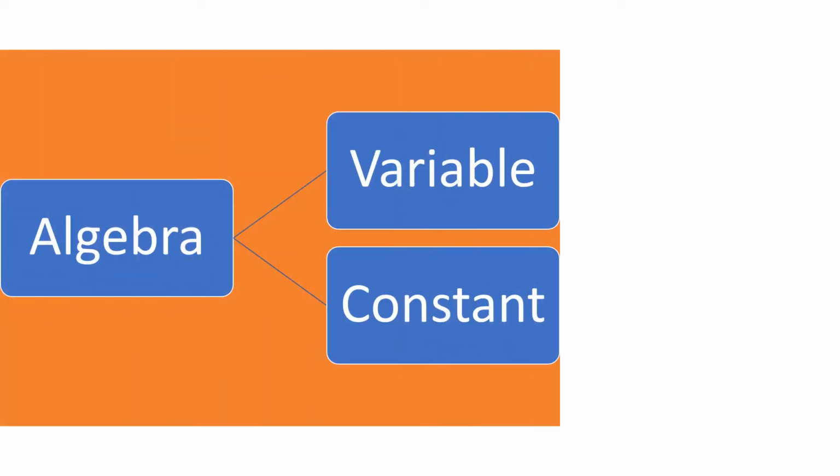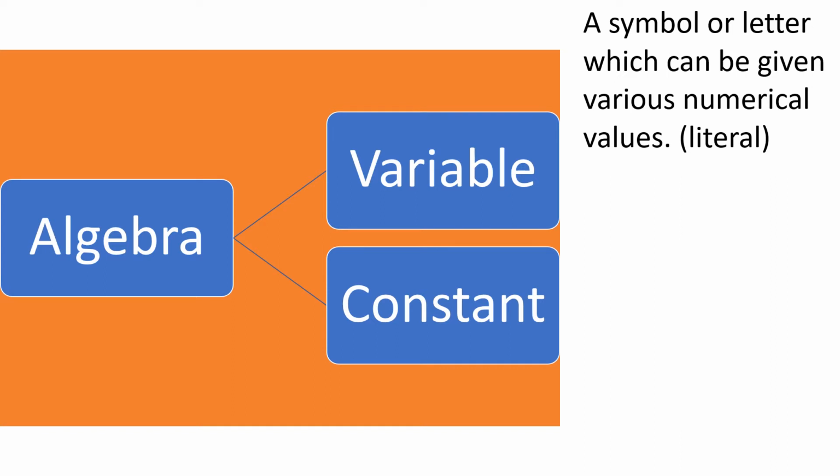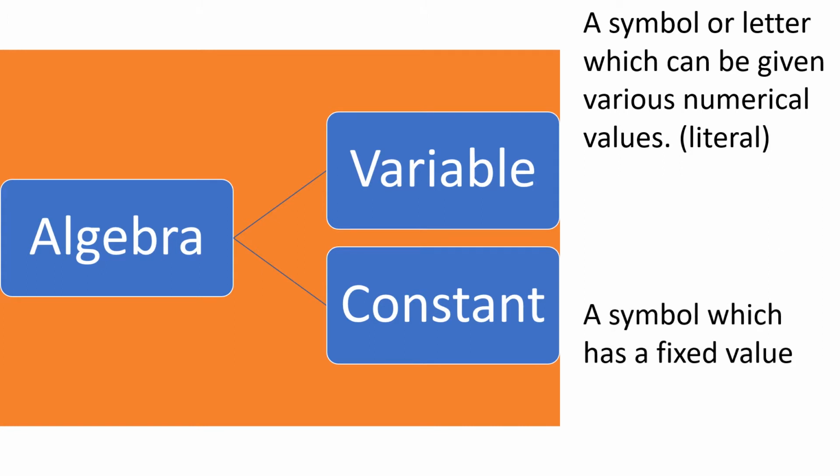The series of algebra. Let us learn more about algebra. You know that in algebra, there are two things, variable and constant. Variable is a symbol or letter which can be given various numerical values. And what is constant? That has a fixed value. So here we will learn algebraic expressions. So let us see how to form them.